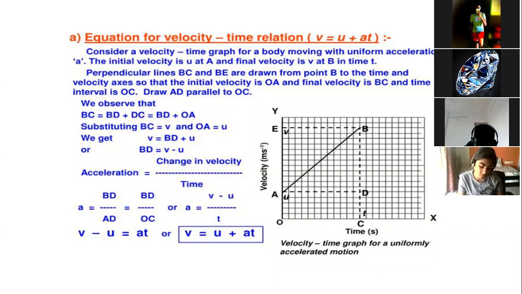Ma'am, it's about the table. You told that point u cannot be 0. But if the vehicle is coming in deceleration, like it's reducing speed, it will be in minus numbers and point u can be 0.